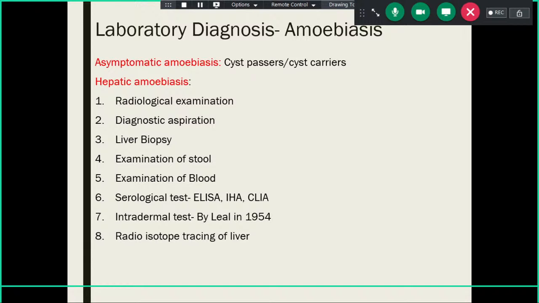Okay, lab diagnosis of asymptomatic, somebody is asymptomatic, is a child care handler or a food handler, then in them we look for the stool to see whether they are carrier, they can pass it on to other person. So in those cases we can find cyst.